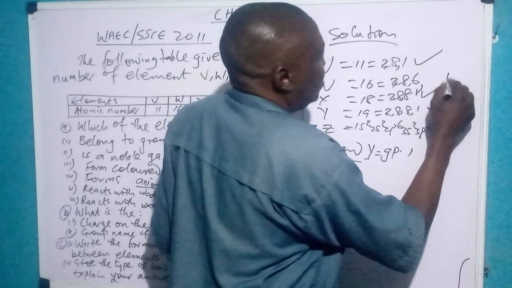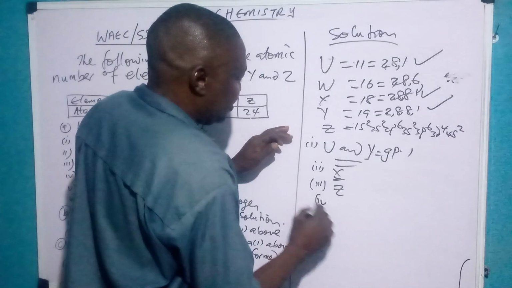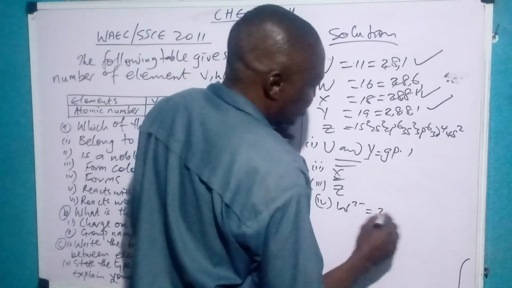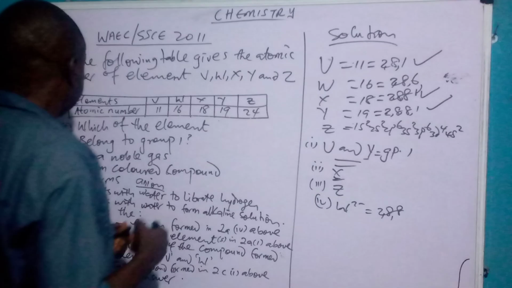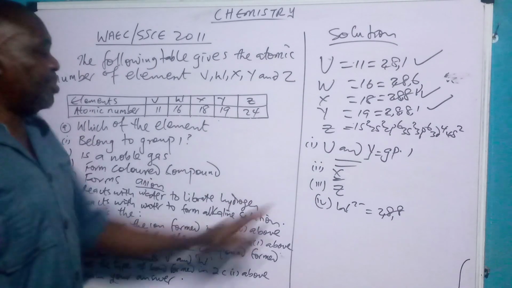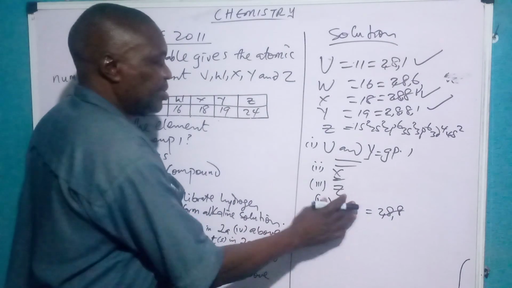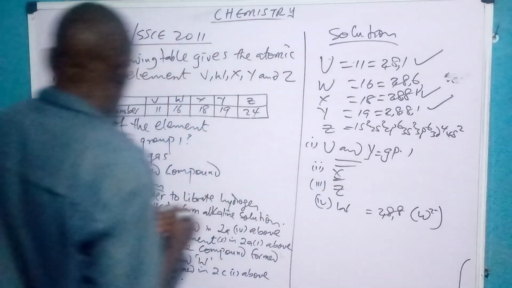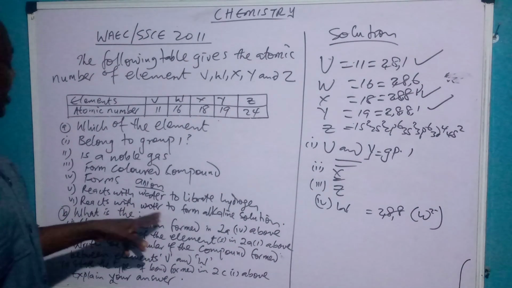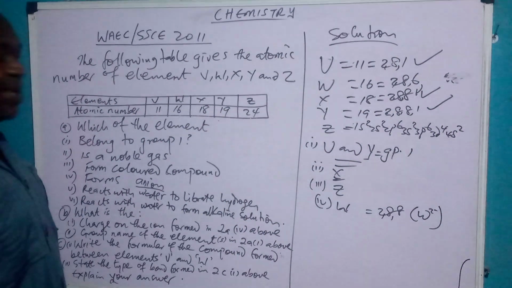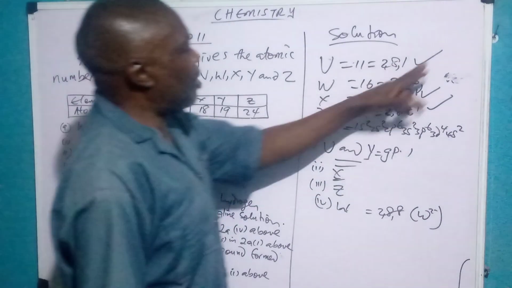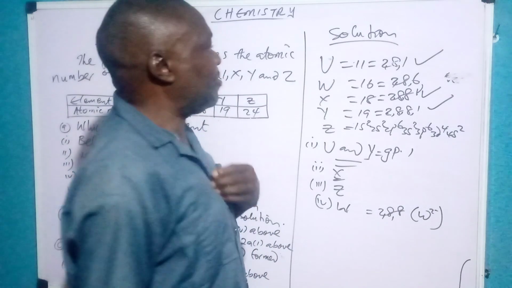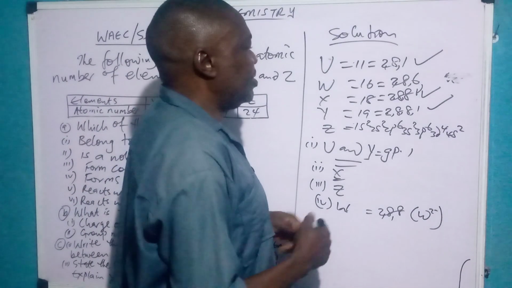You have W, now form this W2 minus, in order to form a complete octet of 2,8,8. So anion, that's W. So we don't need to put this. There is the only one that can form this. Then react with water to form alkaline solution. Actually, alkali solution. Those are group 1 and just group 1.